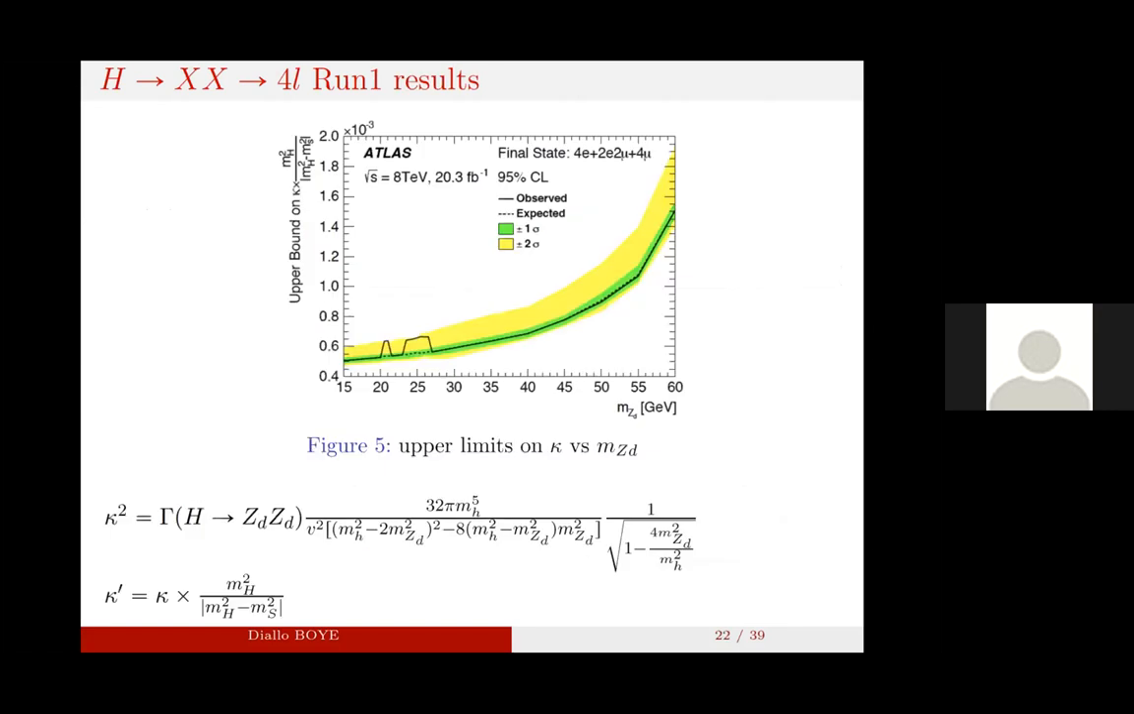So we set a limit on kappa for the high mass channel, and you can see these two little bumps here correspond to the extra events we have seen in the four electrons channel, where MZd is around 20 and 25 GeV, which is a bit less than 2 sigma.